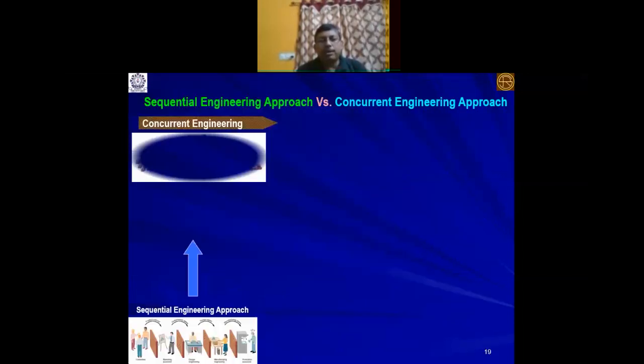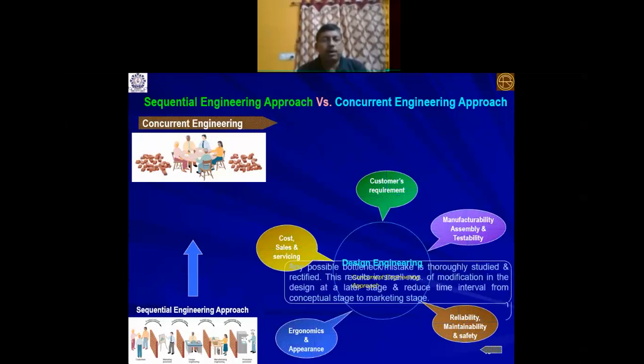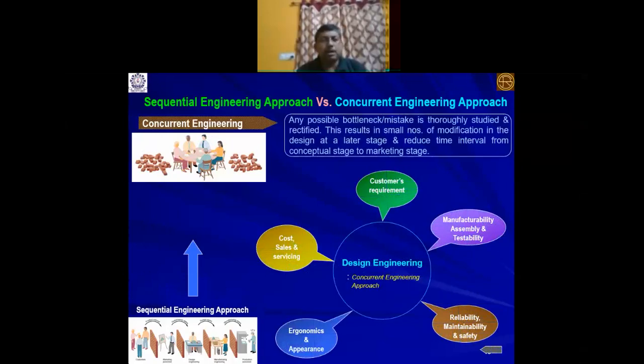So that is a concurrent engineering concept, a relatively new concept in product design, where experts will sit, and if they find any bottleneck or any possible bottleneck or mistake, it is thoroughly studied and rectified. This results in a small number of modifications in the design at that stage, and it will reduce the time interval from the conceptual stage to the marketing stage. So that is why the concurrent engineering concept is a very important concept nowadays.